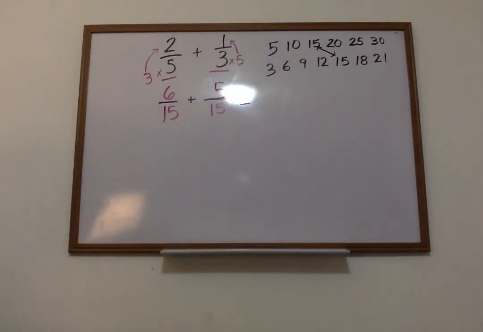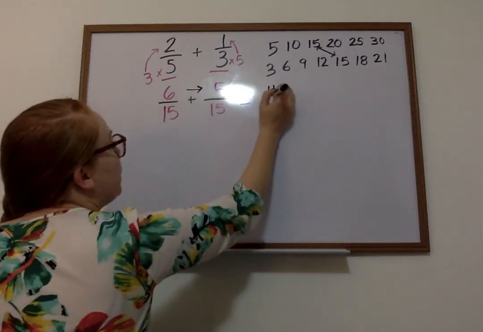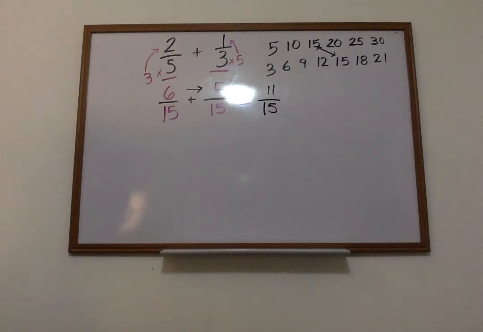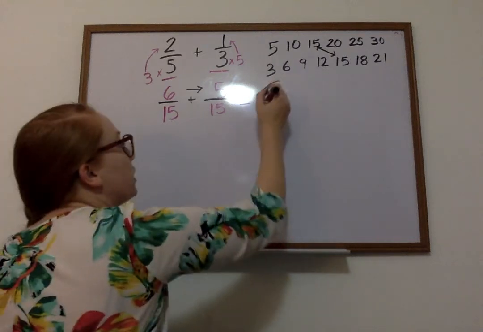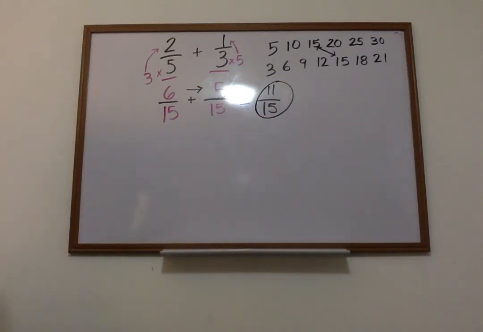Now I have to solve my equation. When I add fractions, I'm really only adding the numerators, and in this case it's 6 and 5. 6 plus 5 would give me 11, and my denominator is going to stay as a 15. Last question I ask is, could this be simplified? Well, it cannot be simplified. There's no number other than 1 that can go into both. So 11 over 15 is my best possible answer. All right, let's move to the next.